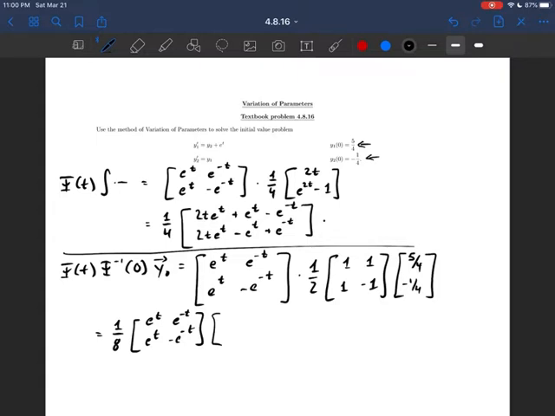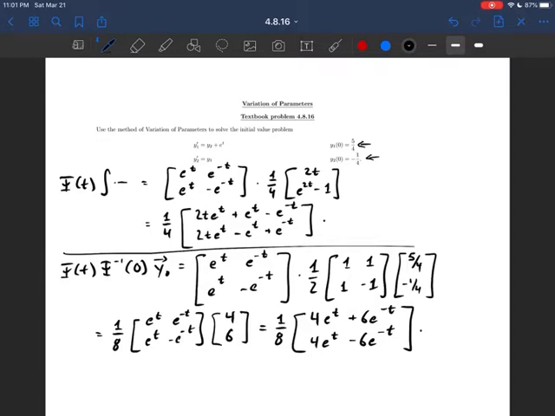So 1 times 5 plus 1 times -1. We're going to get a 4 here. And then 1 times 5 plus -1 times -1. We'll get 6 there. Okay, almost there. So now 1/8 times, now we multiply this matrix times the vector, so that's going to be 4e to the t plus 6e to the minus t, and 4e to the t minus 6e to the minus t.